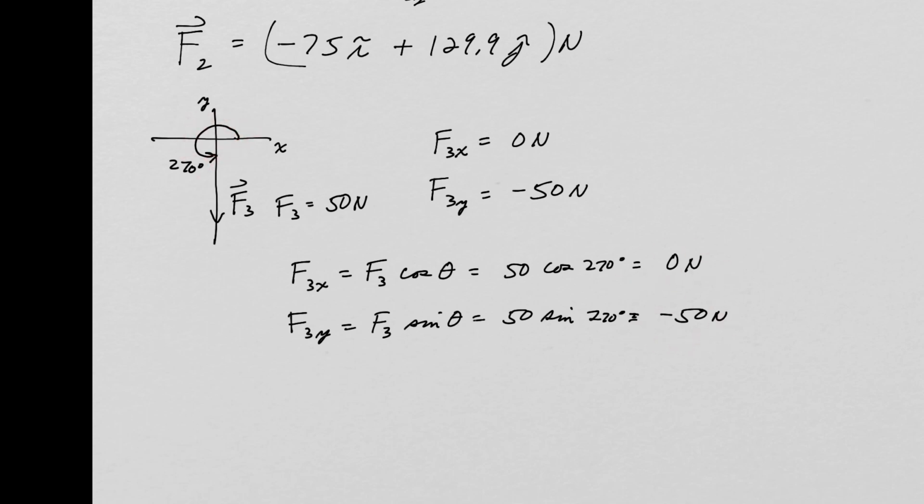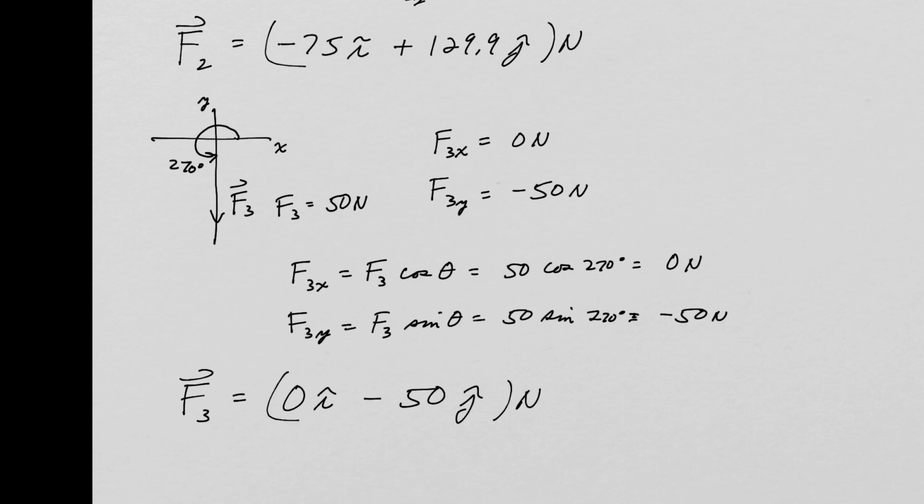So either way, but in this case, because it's so easy, it's right along the axis, we know that has to be true, right? The x component is 0, the y is negative 50. You don't have to go through all of this, but it will work if you want to be very consistent. Okay, so that means the vector F3 is going to be 0 i hat minus 50 j hat, and this is in newtons.